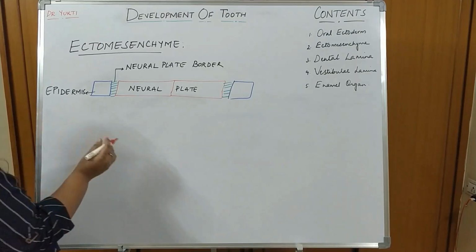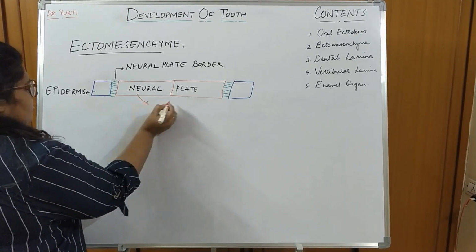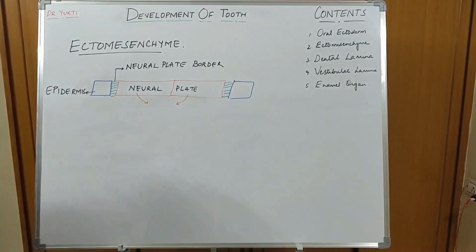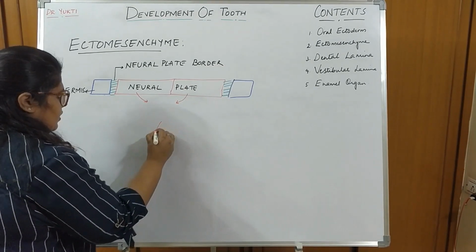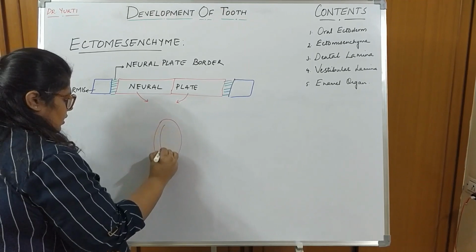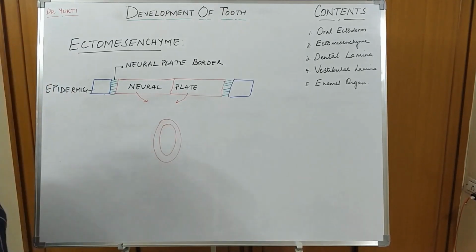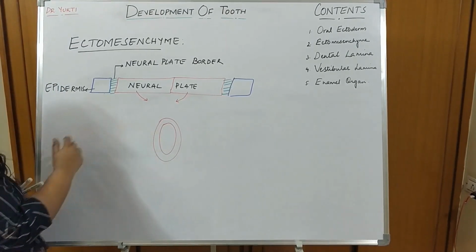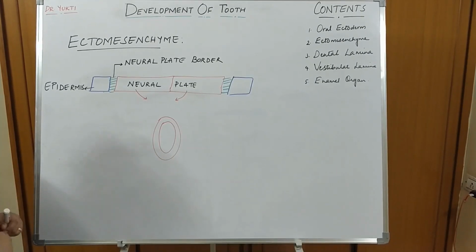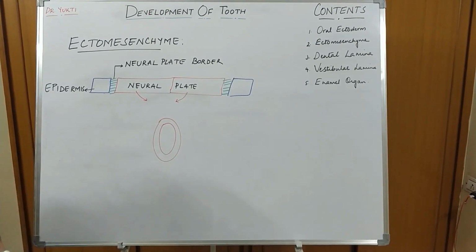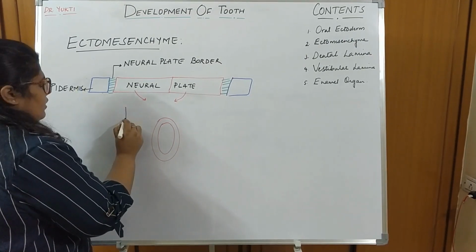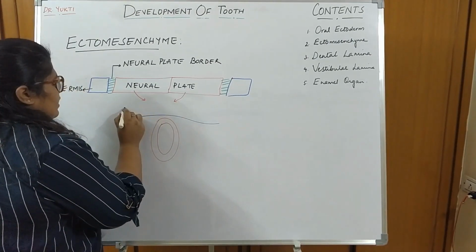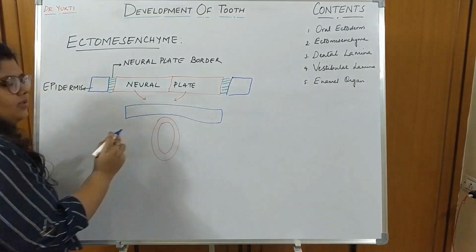Ideally, the plate should converge inwards, right? So that is what happens here. The neural plate converges inwards to form the neural tube. Once the neural tube is formed, it is a closed structure. So what happens to the overlying epidermis? The epidermis will delaminate itself and come to lie over the neural tube.